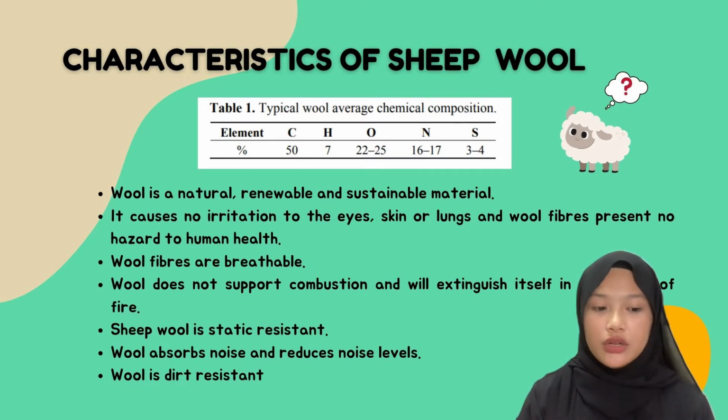Wool is a natural, renewable, and sustainable material. It causes no irritation to the eyes, skin, or lungs, and wool fibers present no hazard to human health. Wool fibers are breathable. Wool does not support combustion and will extinguish itself in the event of fire. Sheep wool is static resistant. Wool absorbs noise and reduces noise levels. And the last one is, wool is dirt resistant.